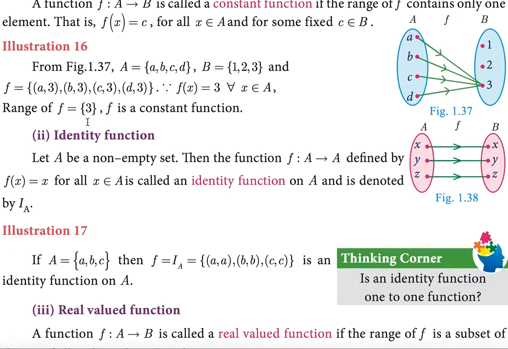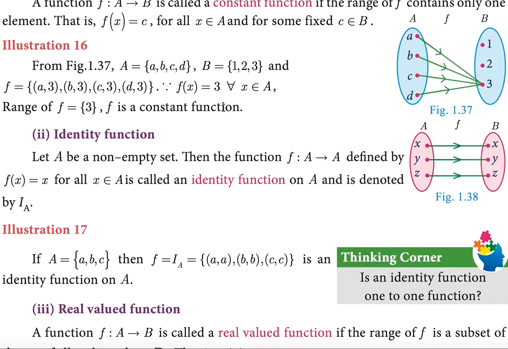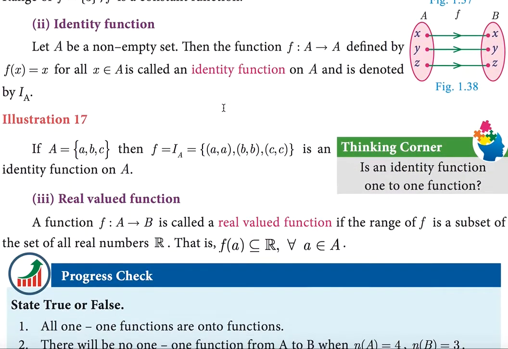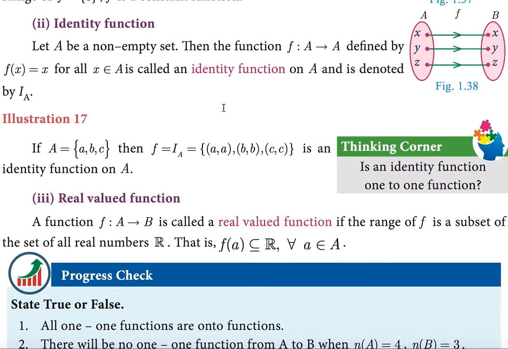Range of f is 3. f is a constant function. Identity function. Let A be a non-empty set. Then the function f from A to A defined by f of x equal to x for all x belonging to A is called the identity function on A and is denoted by I_A.